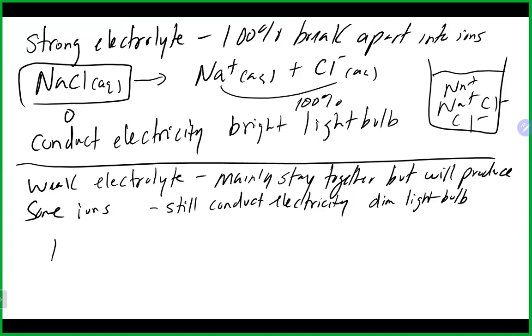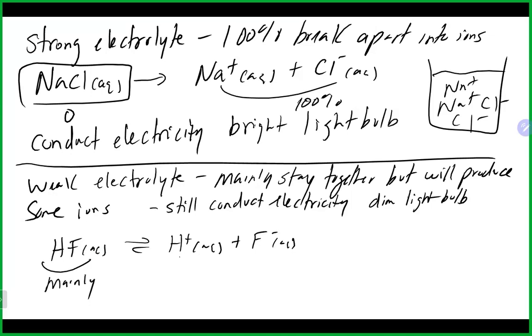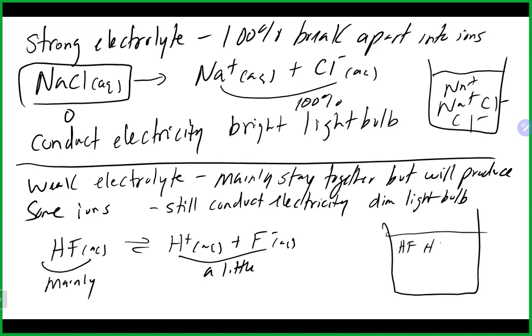An example of that is hydrofluoric acid, which is a weak electrolyte. When you put it in solution, it will break apart into hydrogen ions and fluoride ions. But mainly what you would have in that solution is the HF unit still together. If you looked at the test tube or beaker, you would have mainly HF units, but a little bit of H plus and F minus floating around. Because it still has some ions, it will still conduct electricity, but nowhere near the extent of a strong electrolyte.